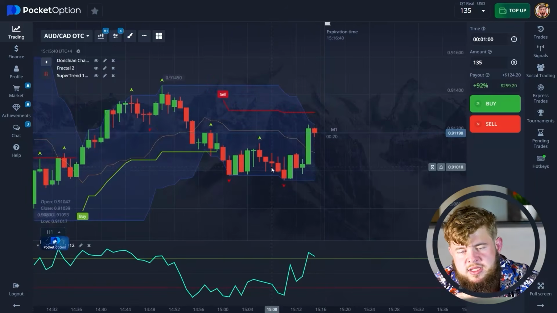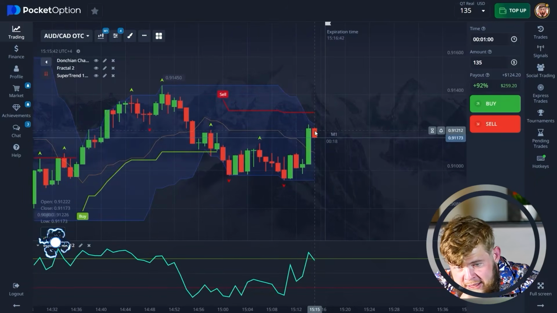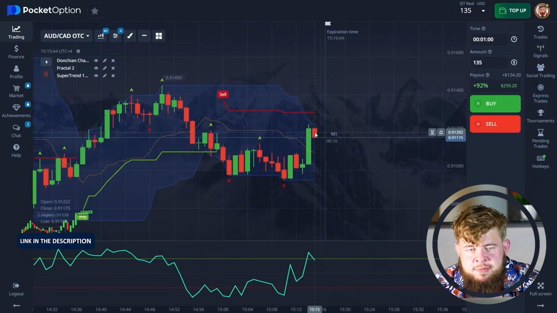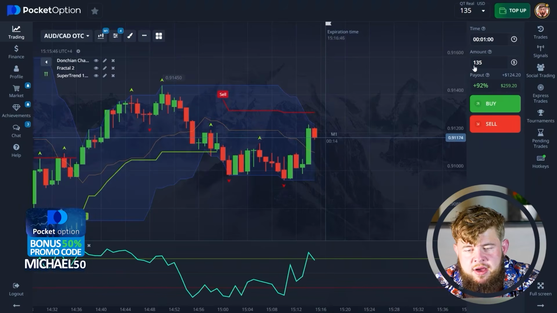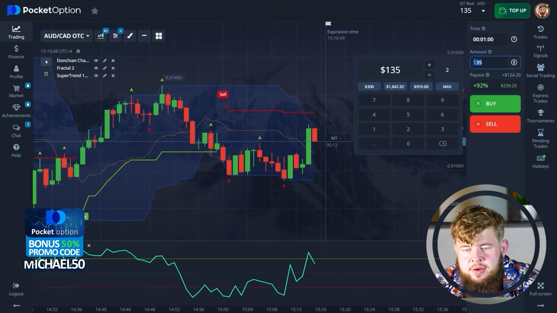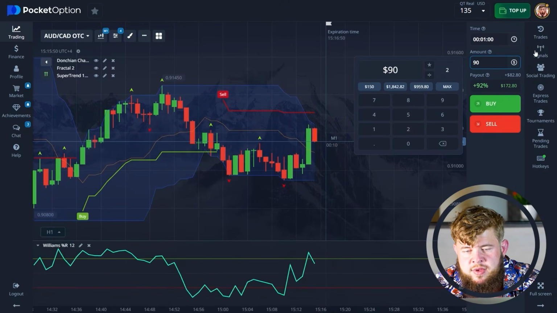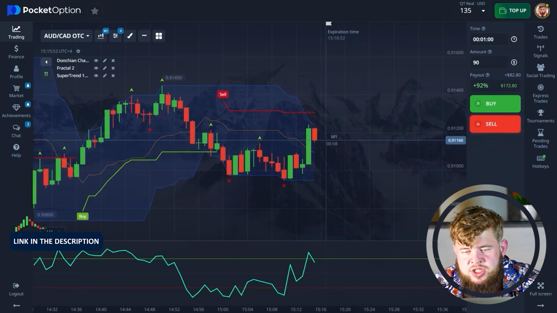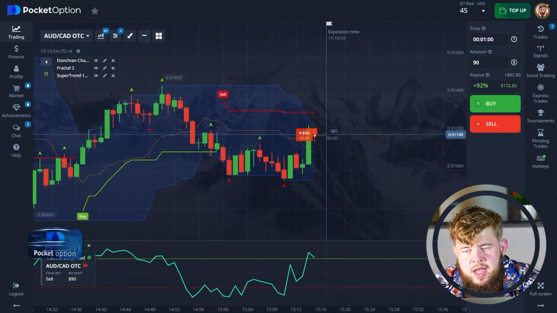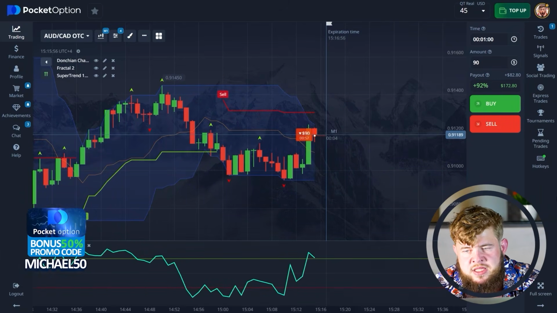To start our trading session for today, let's open the first position. According to the current movement, you can clearly see that we're moving in the flat channel. Let us change our investment to $90, and we have open sell position right now.